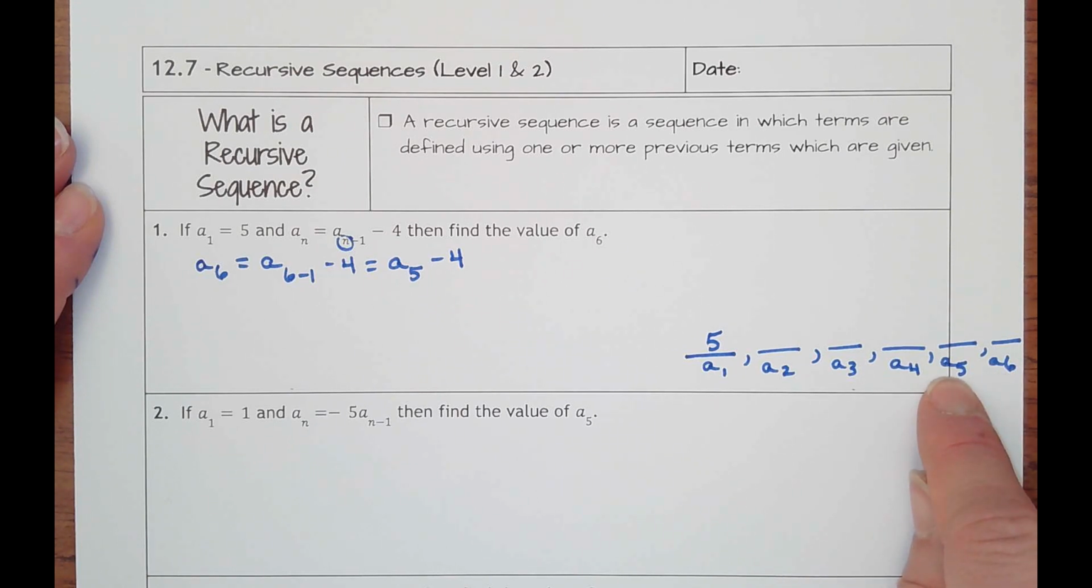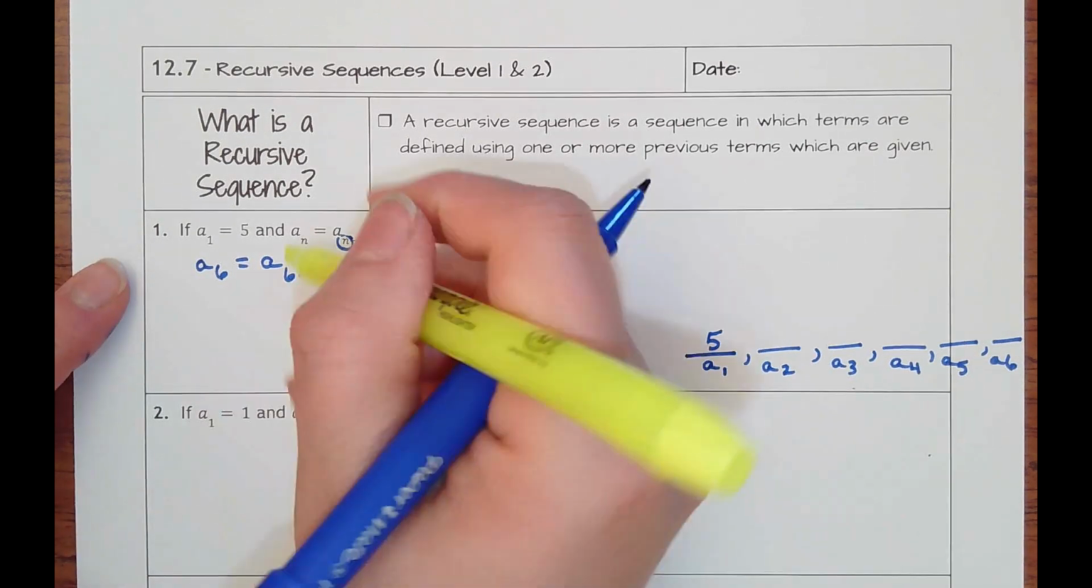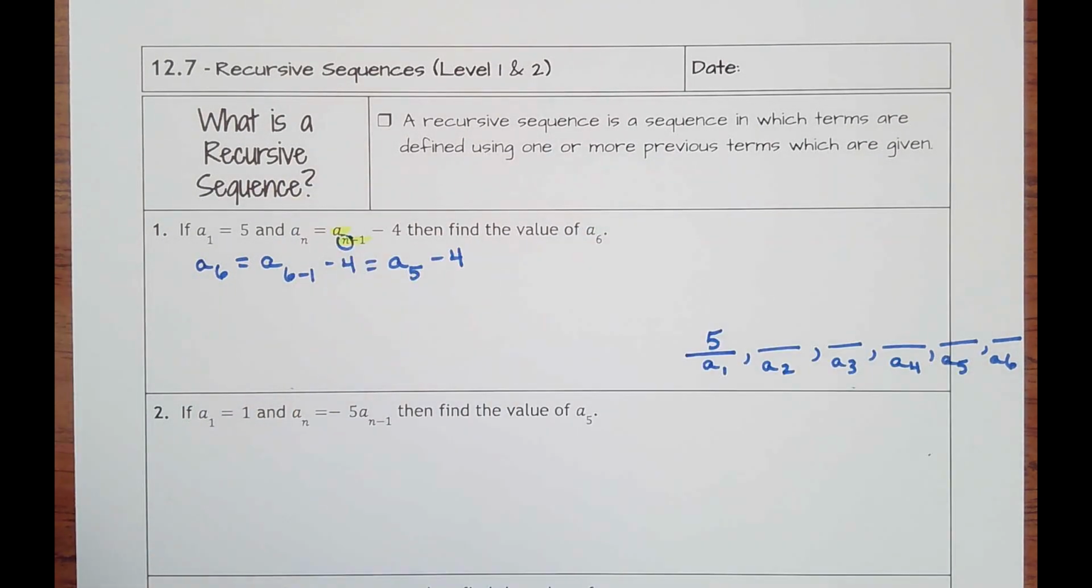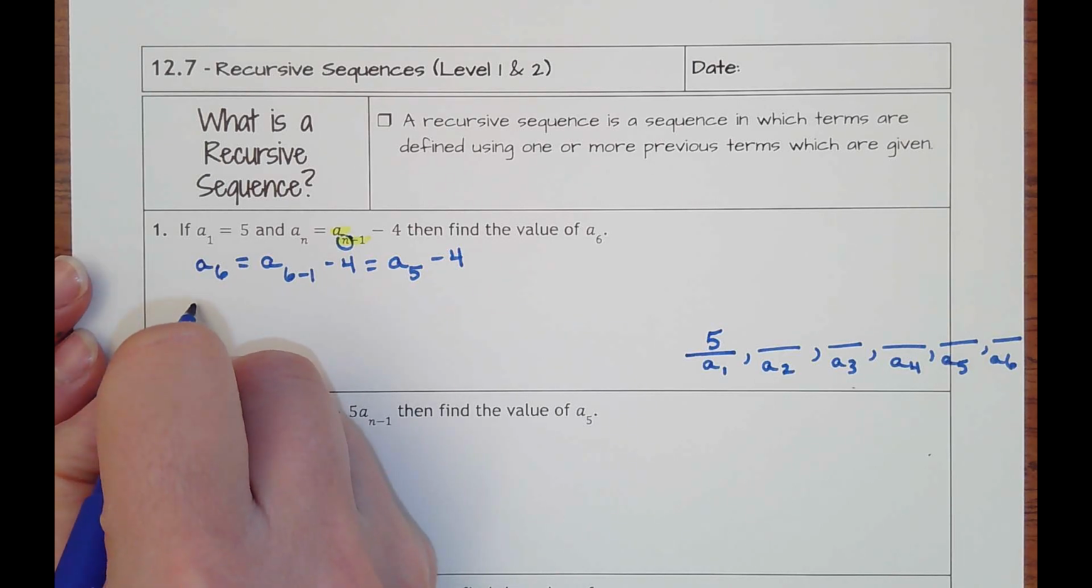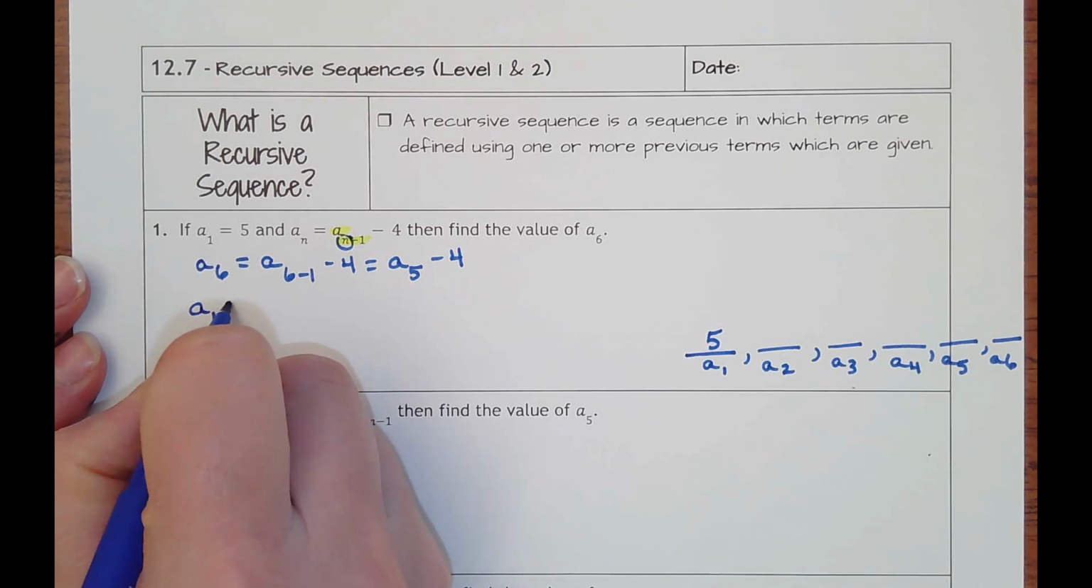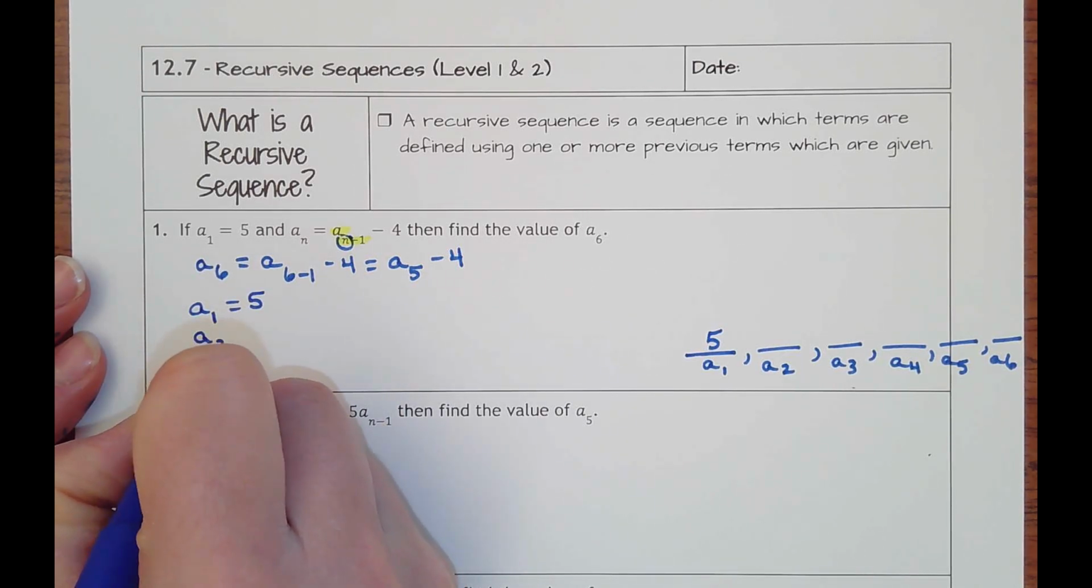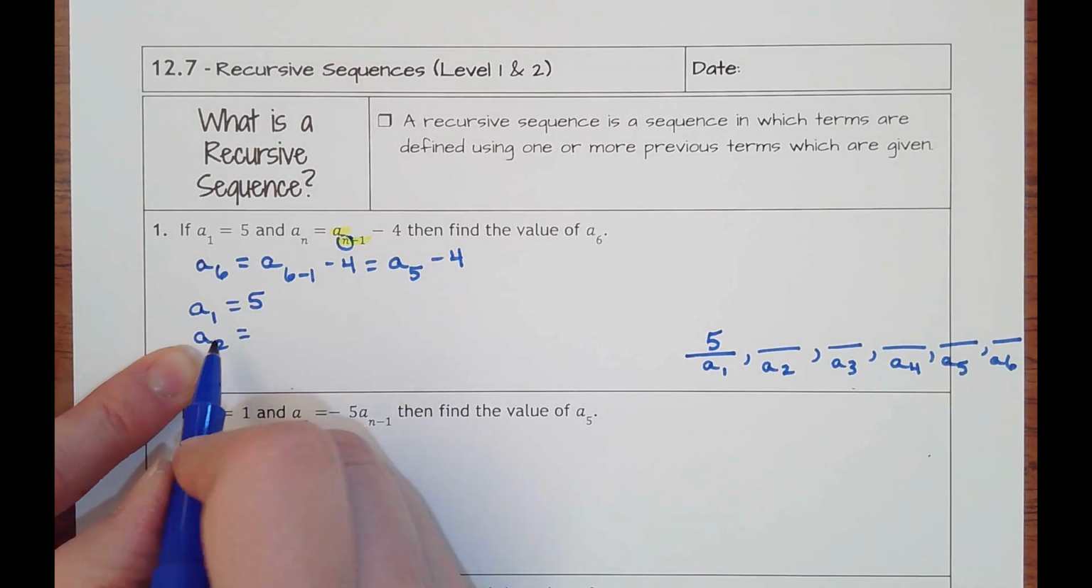I don't know what the fifth term is. So this a sub n minus 1 represents that we're going to have to use the term before it. So we're actually going to have to find these one at a time, unfortunately. So I'm going to take my a sub 1 is equal to 5. Then I'm going to find the second term in the sequence. This would be plugging into here.